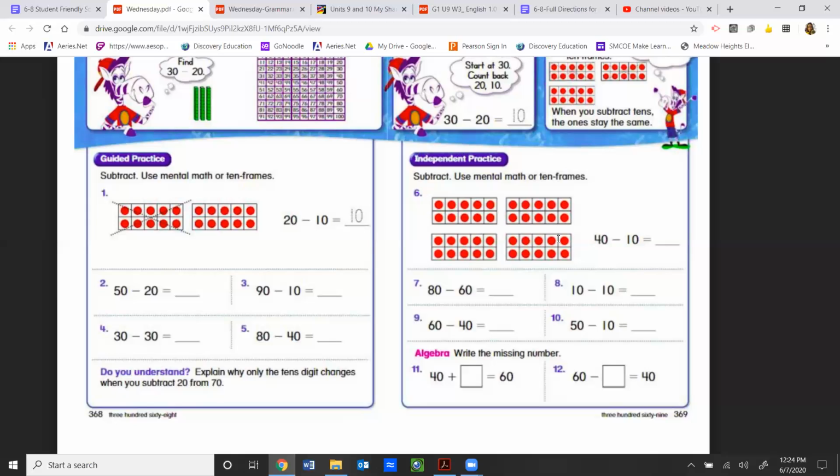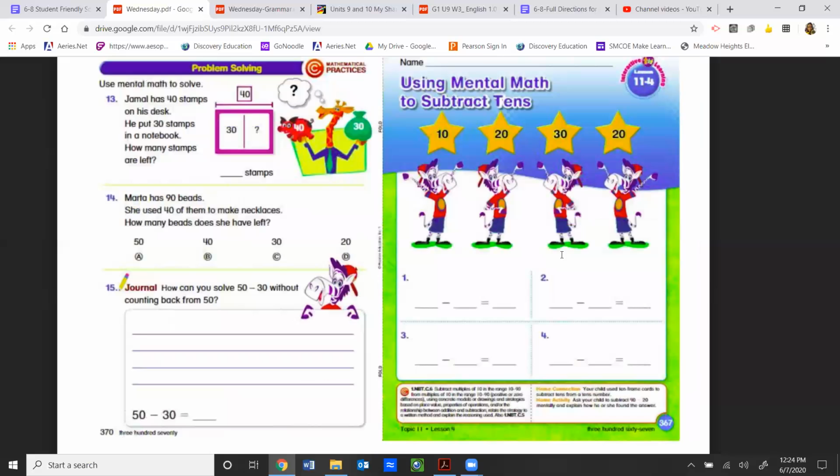For number 11 and 12, it says write the missing number. So you have 40 plus blank equals 60. So what's the missing addend, missing part? And for number 12, 60 minus blank equals 40. What's the missing part there? All right, let's take a look at the back page.